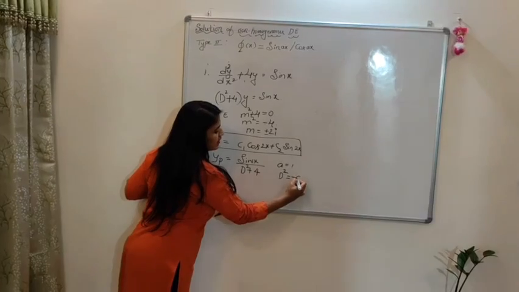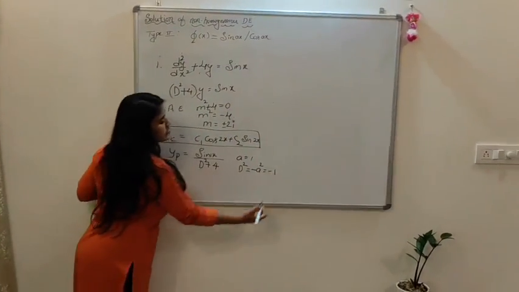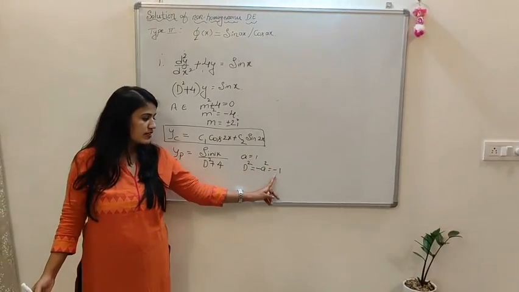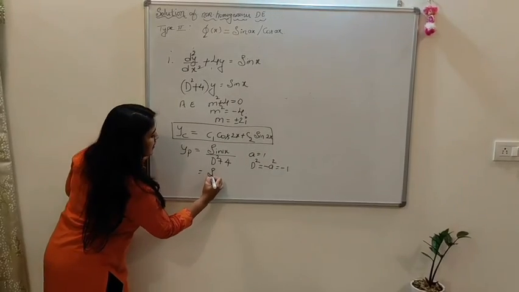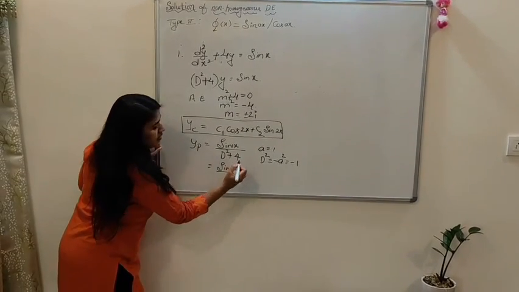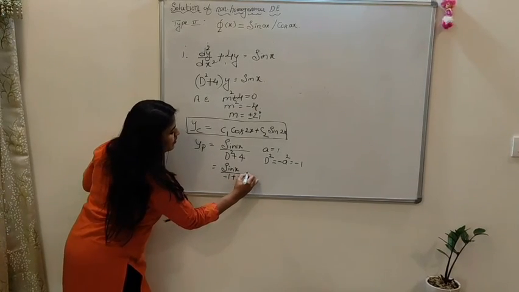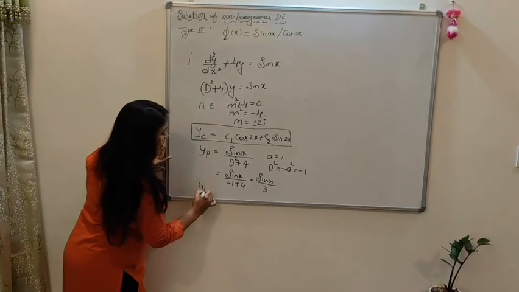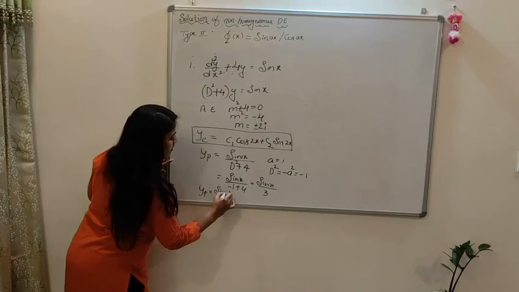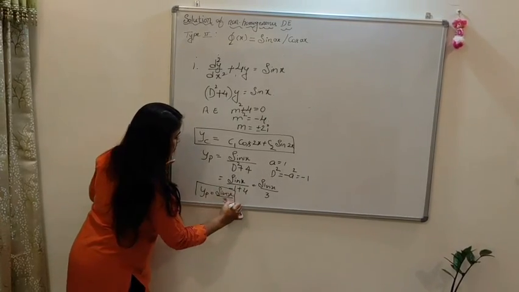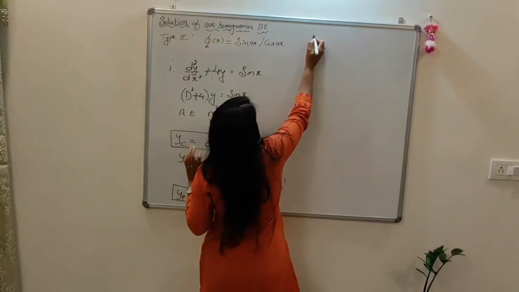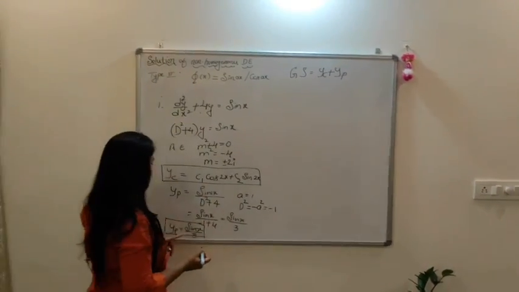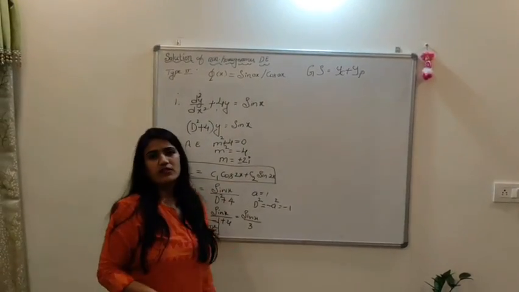So what do we need to replace? D square by minus a square, which means minus 1 square. We can't remove the minus; in the working rule it is negative a square, that's what it is, minus 1. So sin x divided by D square replaced by minus 1, plus 4. So you got sin x divided by 4 minus 1, which is 3. So yp is sin x divided by 3. Therefore the general solution is yc plus yp. We add yc and yp and you will get the solution.